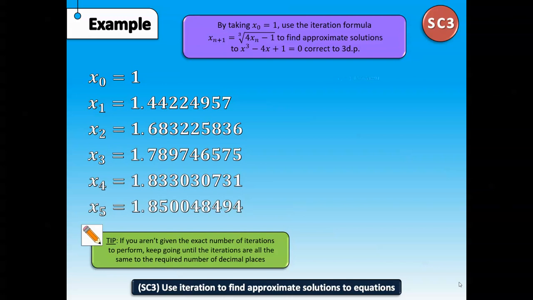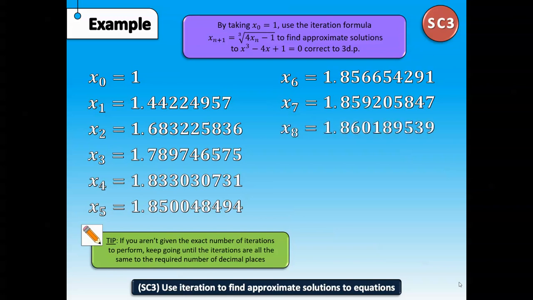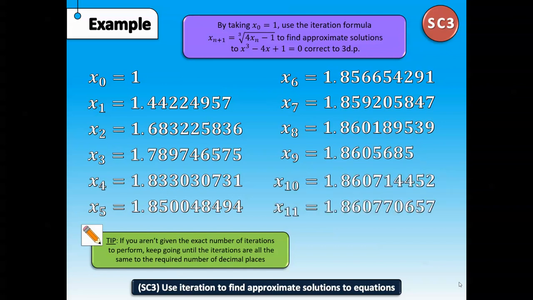x_5 will be that number. x_6 will be that number. x_7, x_8, x_9, x_10, x_11, and you can see to 3 decimal places the number starts to repeat itself. So that means we can round our answer to 3 decimal places, so x is 1.861.